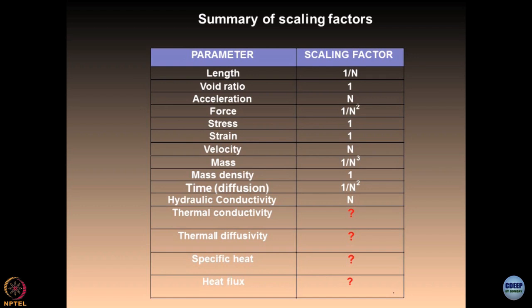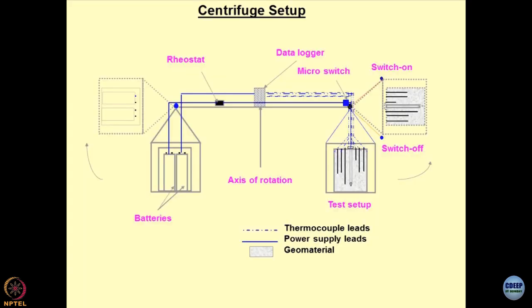In fact, hydraulic conductivity determination was done by my another PhD scholar, now Professor A.K. Gupta. But we did not have any clues about how heat migrates in the centrifuge. This was the first effort, I would say, made by researchers, and that too from my group. So you are not aware of how these things will get scaled. His contribution was to give an answer to this question, that how thermal conductivity, thermal diffusivity, specific heat and heat flux get modeled or scaled in the centrifuge. So we created a system like this, which has become a technological solution for doing heat migration studies in the centrifuge setup.